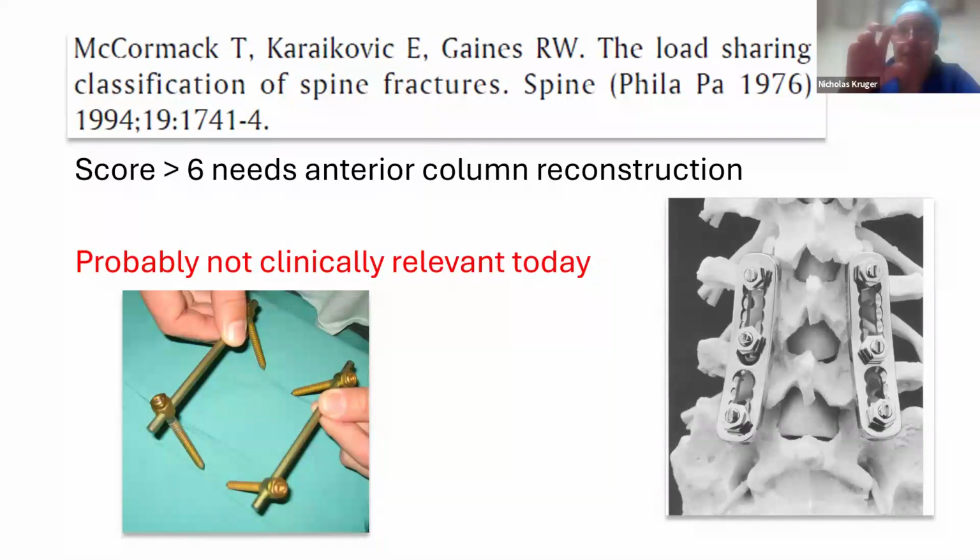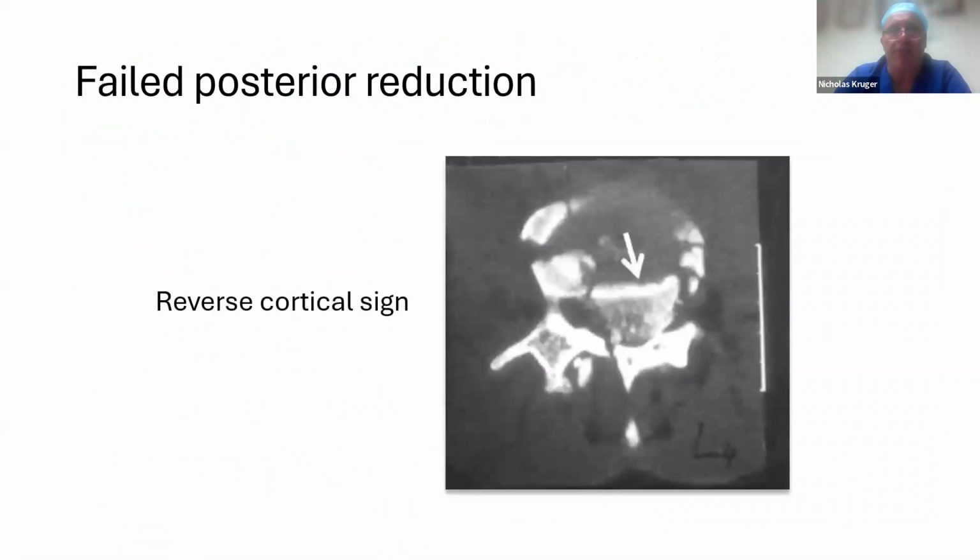if you have excessive comminution of the body, excessive kyphosis, and the fragments all separated, you need anterior column reconstruction. But that's based on a very bad fixation system, not the modern one today. Most of the time, we very rarely do anterior column reconstruction. The only time I'll do anterior column reconstruction is if I've got a patient with neurological deficit, and I've got a big reverse cortical fragment in the canal. Then I may choose to go from the front to remove this fragment. Okay.